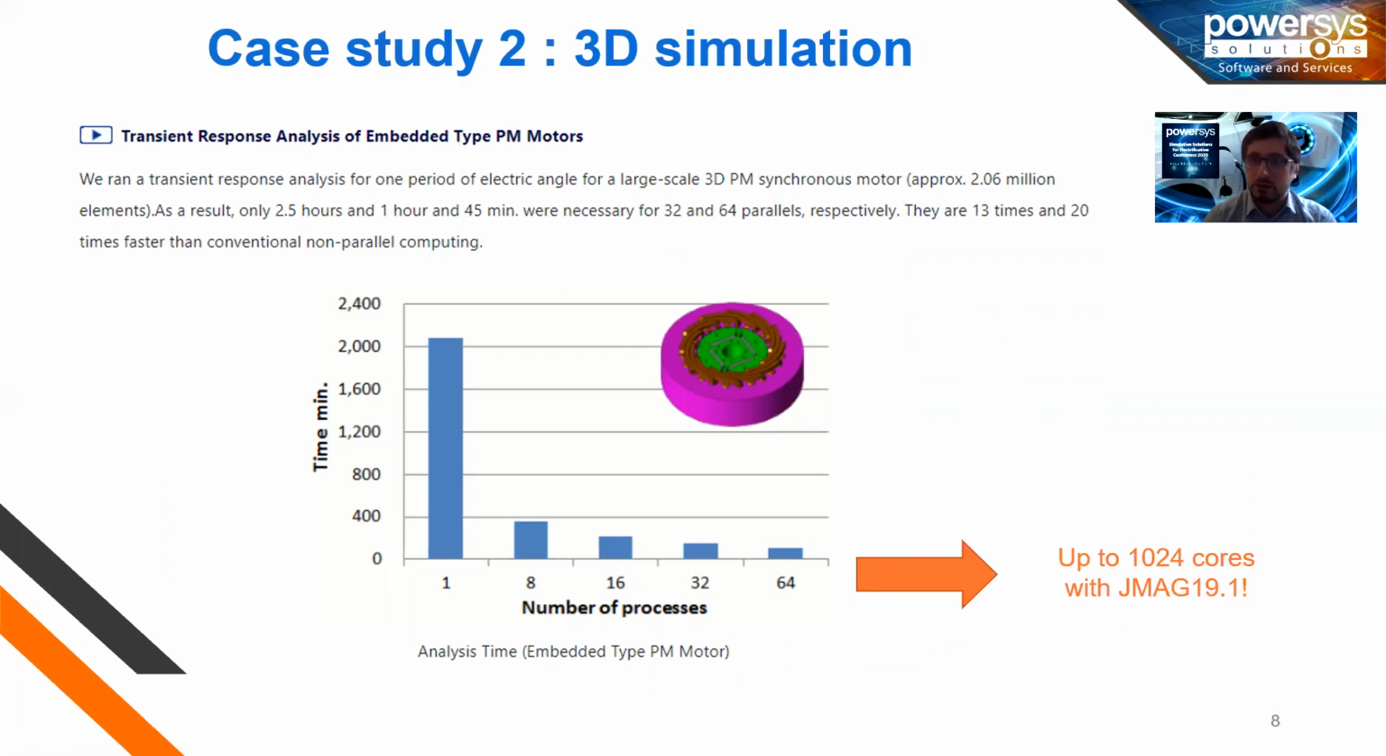And using the latest version of JMAG, we can use with our HPC up to 1024 cores. So again, this is something we can run for you very easily and deliver the results in something like a day if the model is ready to run.